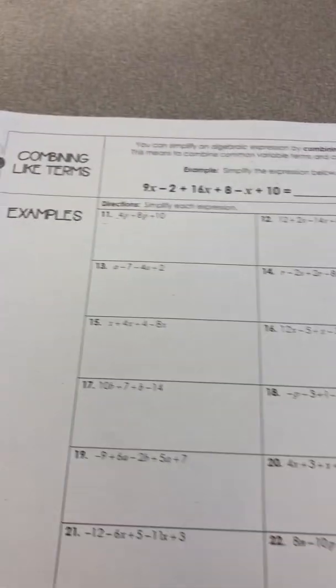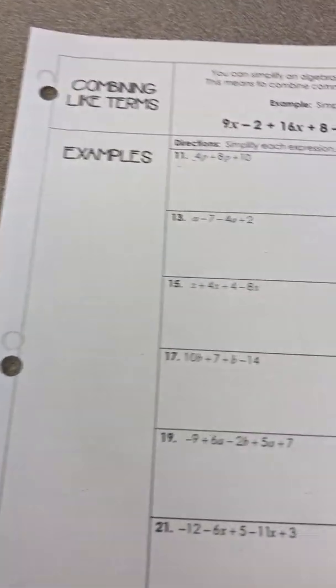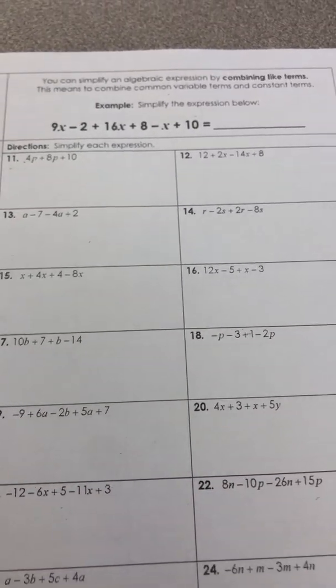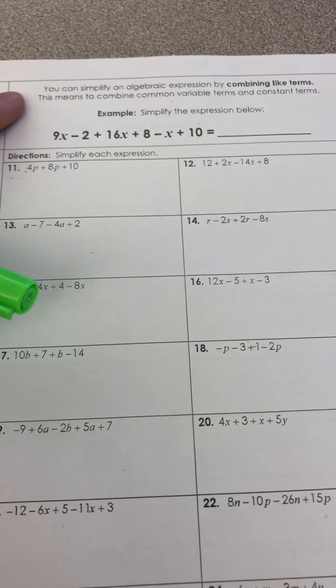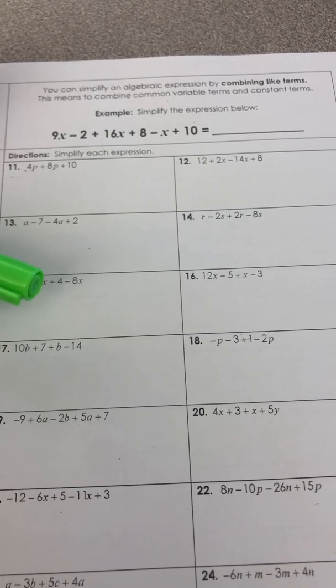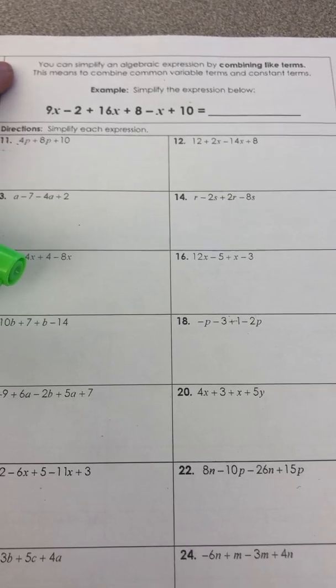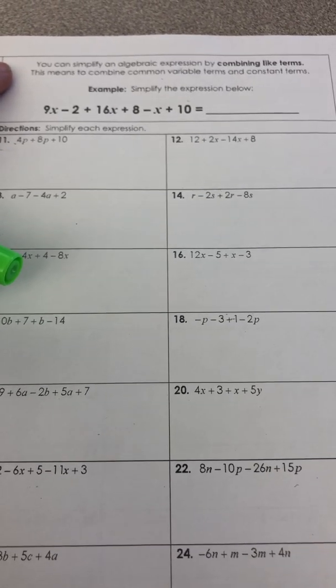All right, boys and girls, part 2. So today we are combining like terms, and as you can see at the top of your paper, it says that you can simplify an algebraic expression by combining like terms. This means to combine common variable terms and constant terms.